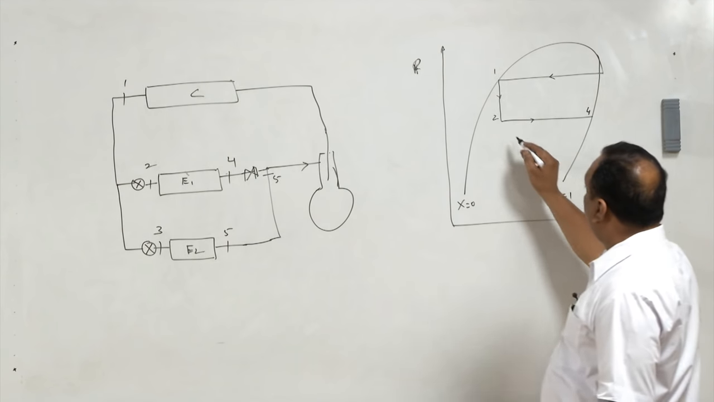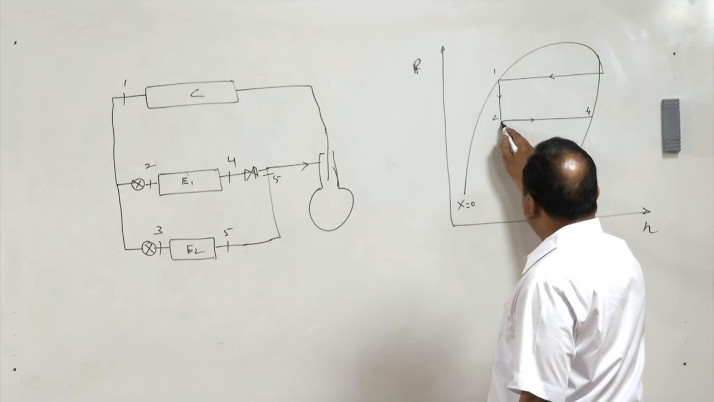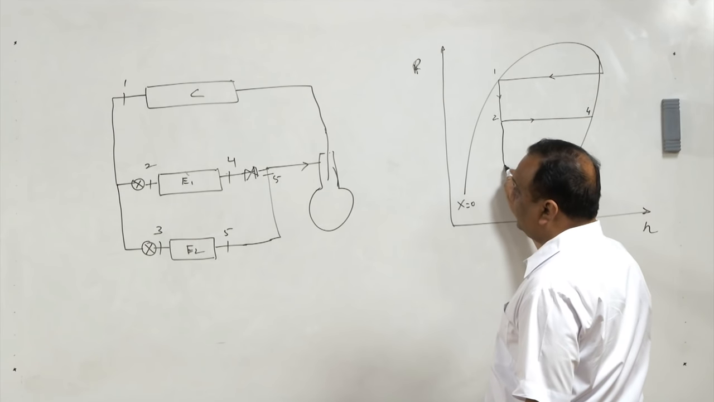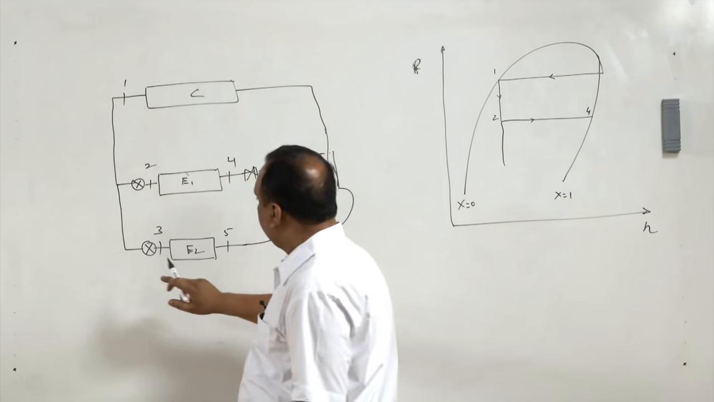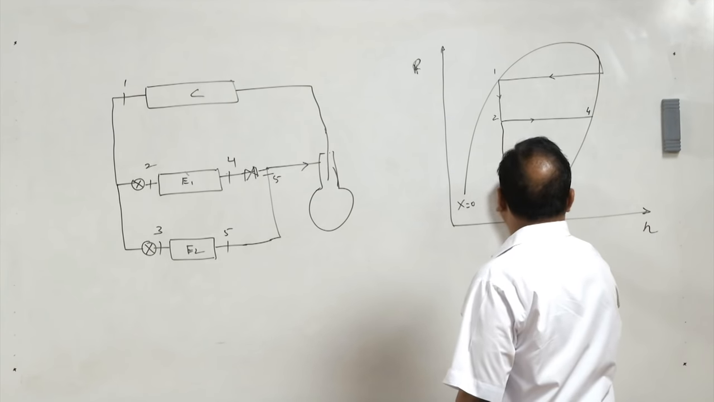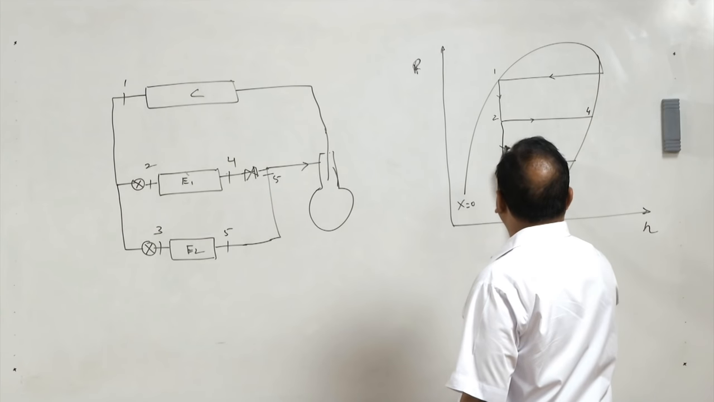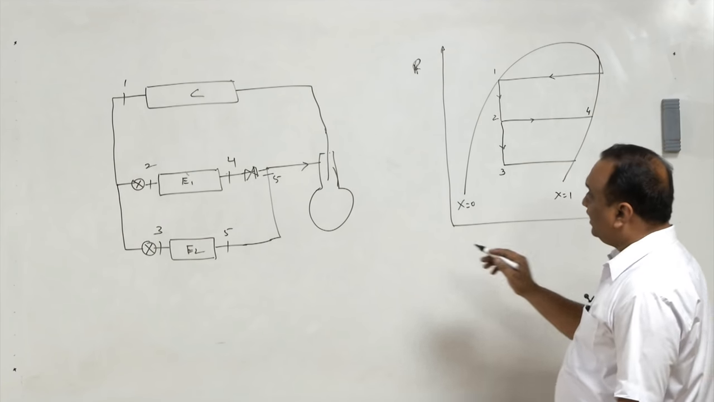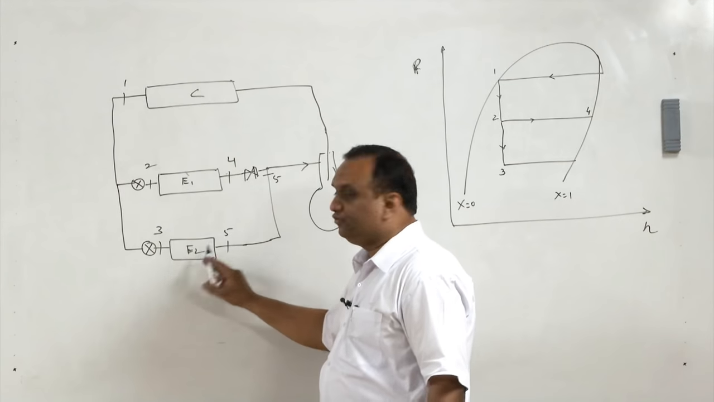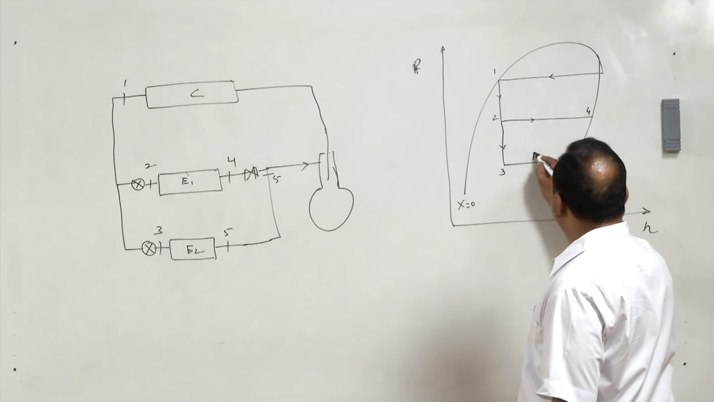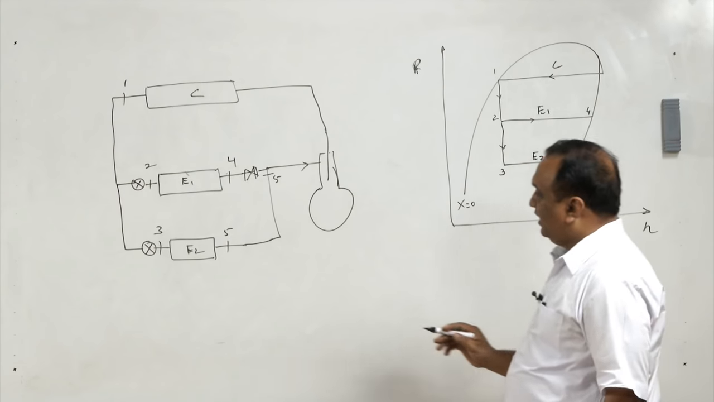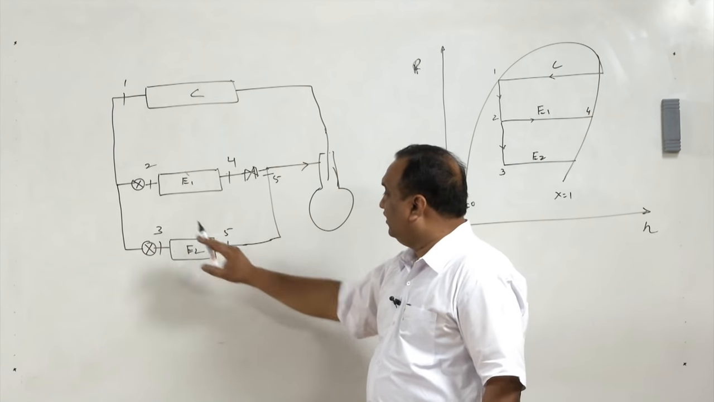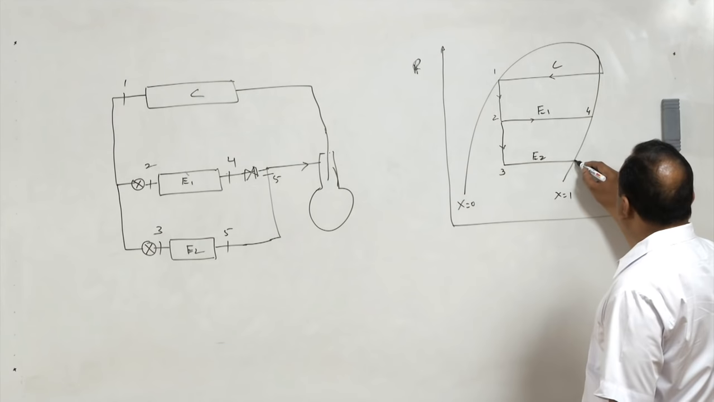Now, further down the line, this vapor continues to expand up to state 3. After attaining state 3, it goes to evaporator 2. This is E2, this is E1, this is the condenser. After heat exchange in the second evaporator, it emerges as state 5, and here we have state 4.